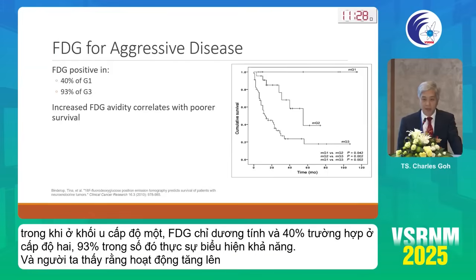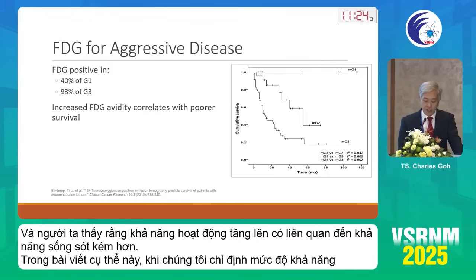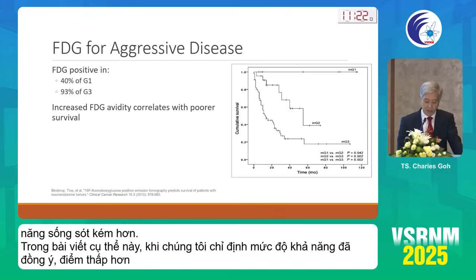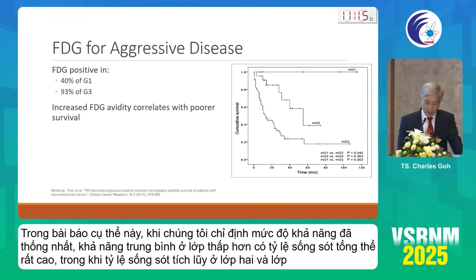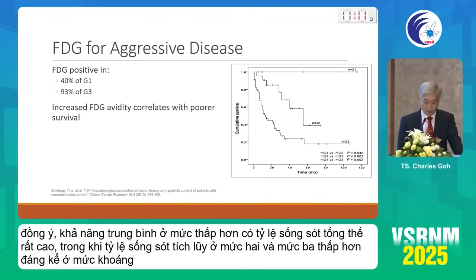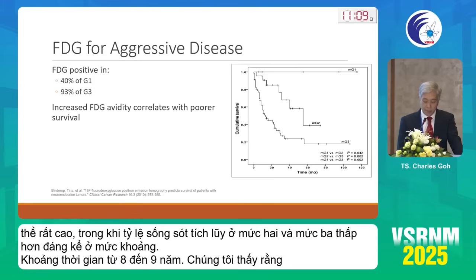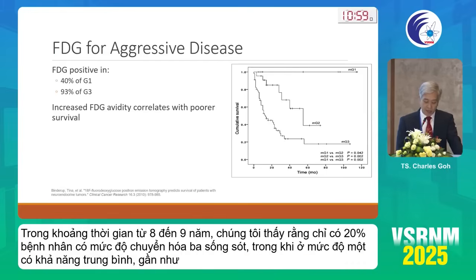In this particular paper, as they assigned the degree of FDG avidity a grade, the lower grade FDG avidity had very high overall survival, while the cumulative survival in grade 2 and grade 3 was significantly lower. At about the 8 to 9 year period, we find that only 20% of the patients with a metabolic grade 3 were surviving, while in a grade 1 degree of FDG avidity, there was almost 100% survival even at that duration.